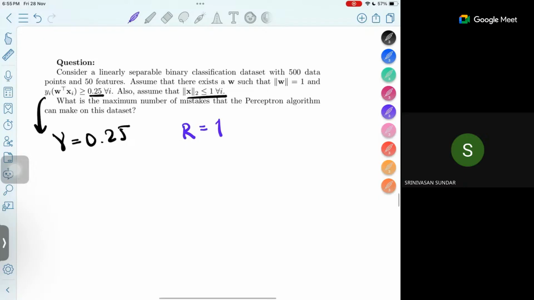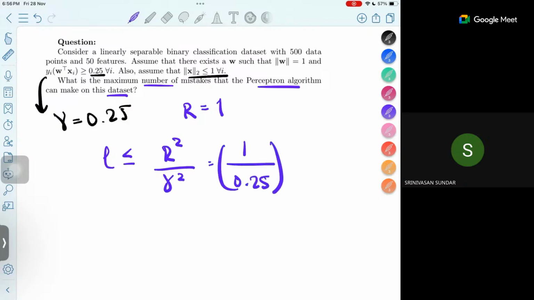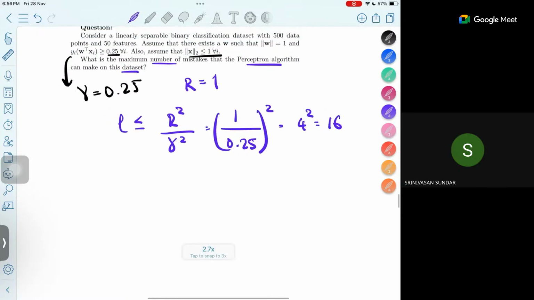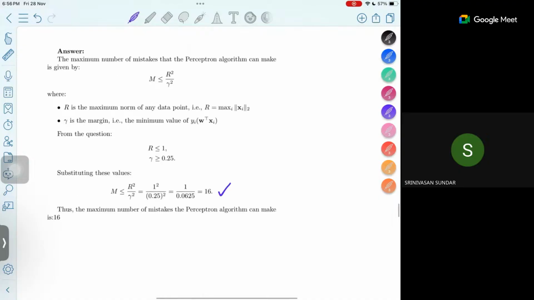So now, what is the maximum number of mistakes that the perceptron can make on this given data set? The upper bound for L is given by R square divided by gamma square. So this is just 1 divided by 0.25, the whole square, which is nothing but 4 square, which is 16. Okay, so 16 is the maximum number of mistakes that the perceptron can make on this data set. Right.